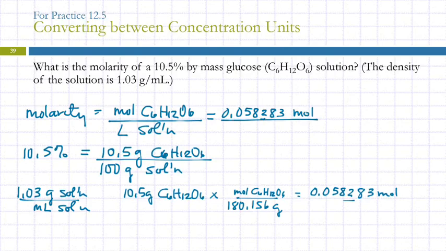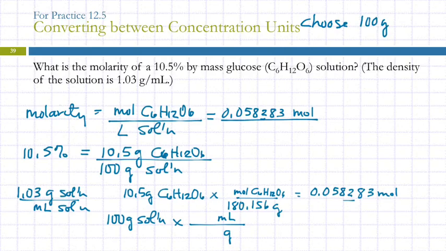In the denominator, I want liters of solution. Remember, we decided to choose 100 grams to work with, 100 grams of solution. What's the volume in liters of 100 grams of this sugar solution? You have to use the density. So 100 grams of solution, and I'm going to put the density in here so the units work out. So I want grams in the denominator and milliliters in the numerator, and it's 1.03 grams.